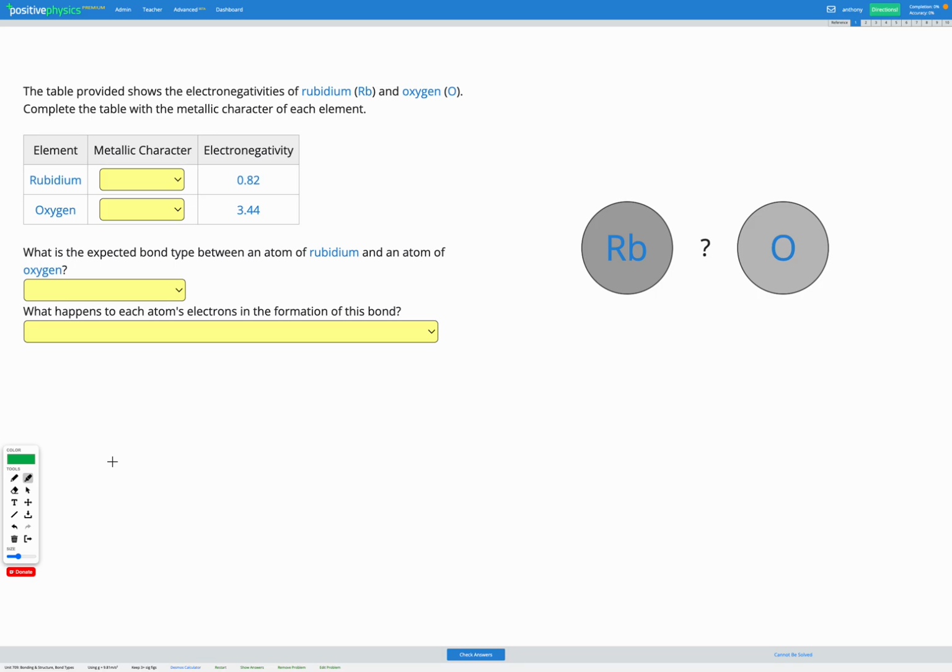In this question, we're looking at two elements, rubidium and oxygen, and we're trying to figure out the type of bond that they're going to form. So our first job is to look at our periodic table and figure out the metallic character of rubidium and oxygen. So let's head to our periodic table in the reference sheet tab.